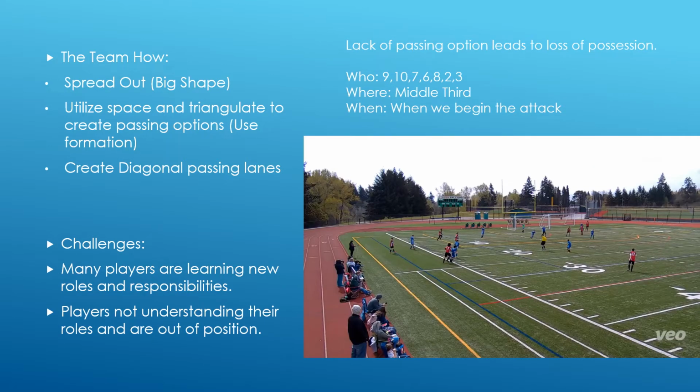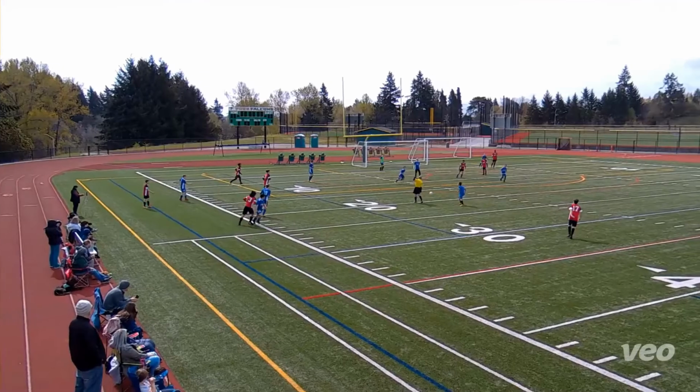So let's talk about our challenges. Obviously, many players are learning new roles and responsibilities. And because the players are not understanding their roles, they are completely out of position. Remember, we want a big shape as a team, so that means we need to spread out. And we need to utilize space and triangulate to make passing options. That means we need to use our formation. We need to be in our formation so that when we get the ball, we have outlets, we have passing options. And if everybody's small and tight and clumped, we don't have those passing options.